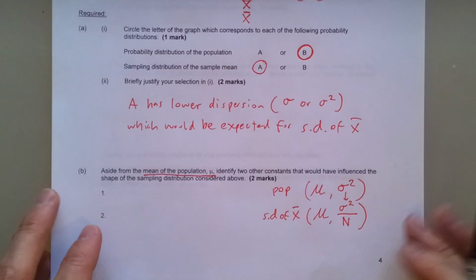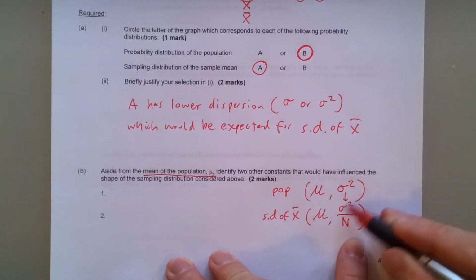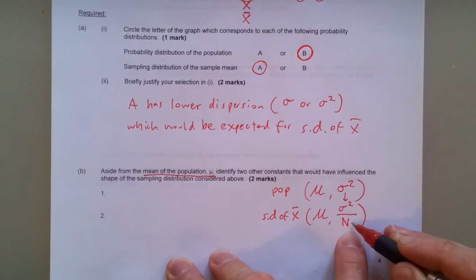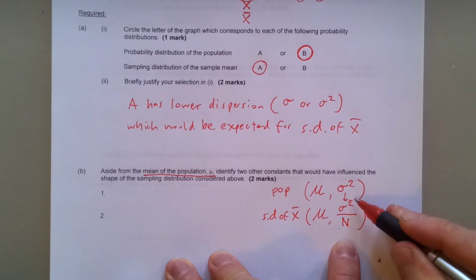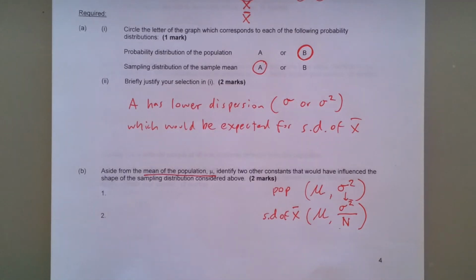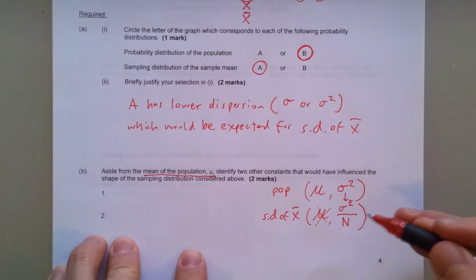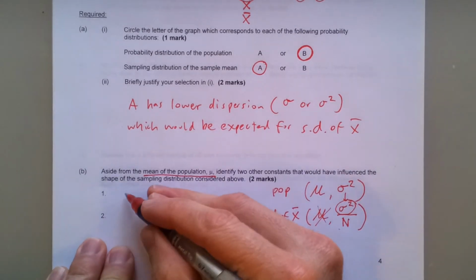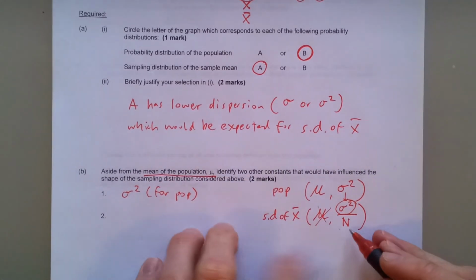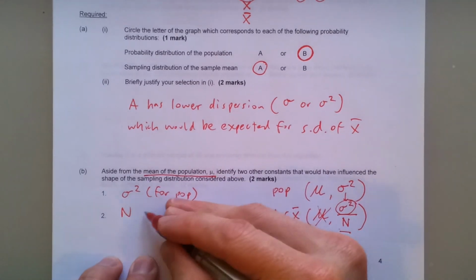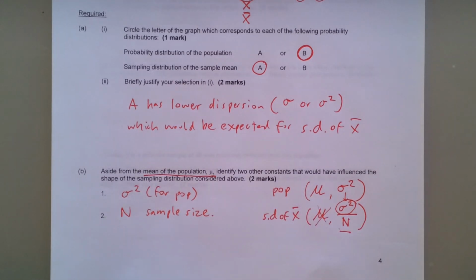And we can see that in this formula down here for the sampling distribution of the mean. It's saying that for a given sampling distribution, the variance is affected by n, and the larger this n gets, the smaller the overall value of the variance of the sampling distribution will be. So our answer to this question, the constants, well, that one's already been ruled out. Here's one thing, the variance for the population, and the second thing is sample size, n. So there's the answer.